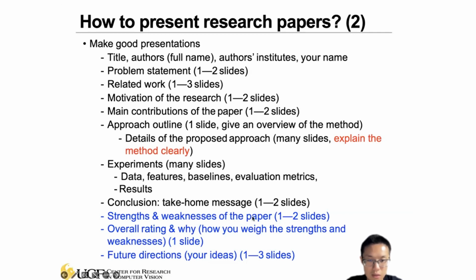And finally, just like you are doing a paper review, please summarize the strengths and weaknesses you see in the paper, based on your own understanding. Maybe you can also provide a rating, what kind of rating you would give if you were a reviewer. And finally, you can also provide some ideas in terms of future directions. Maybe you think their proposed method may miss something, and you have some ideas.